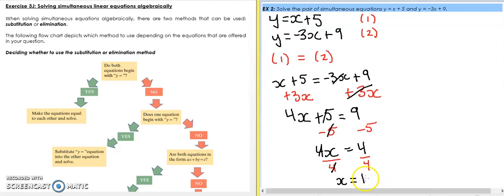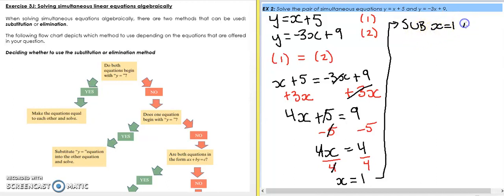Now we have x equals 1. We want to find the corresponding y value. In this case, we can either substitute it into equation 1 or 2. It doesn't matter because both of them have a y equals. But looking at the first equation, y equals x plus 5, it seems like the easiest one. So I'm just going to substitute x equals 1 into equation number 1. That will make it nice and simple. So y is equal to 1 plus 5, so y is equal to 6.